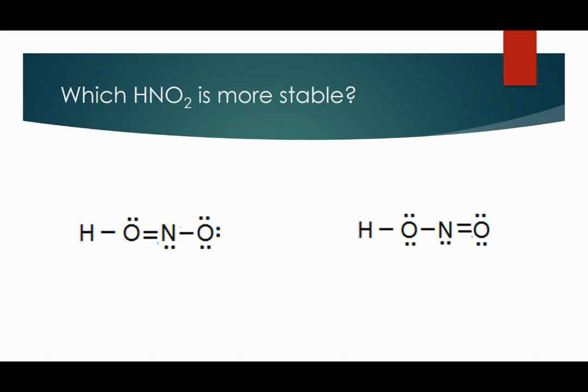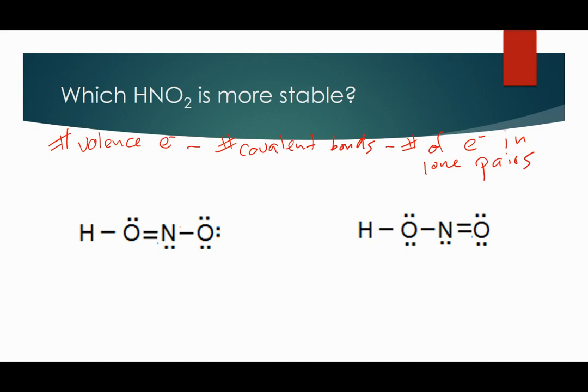Remembering that our equation that we're going to be using is our number of valence electrons minus our number of covalent bonds minus our number of electrons in lone pairs. I apologize for how terrible the writing is. Still getting used to this stylus. So let's take a look at this to try to determine which of these two structures is more stable.